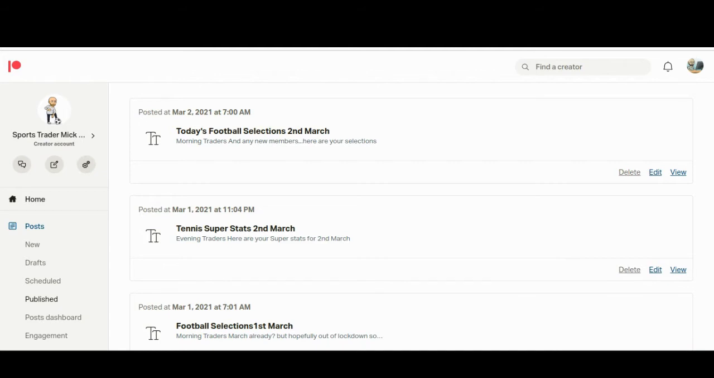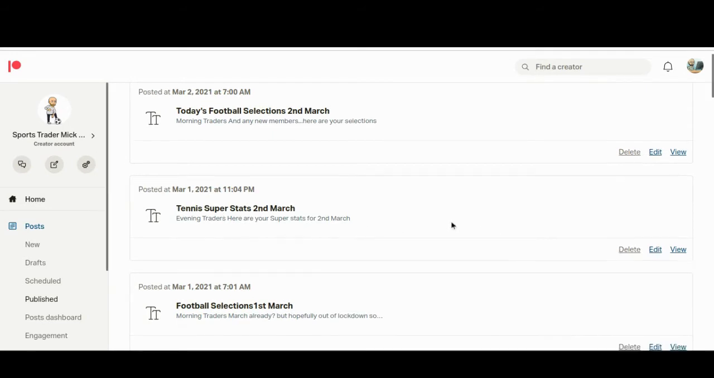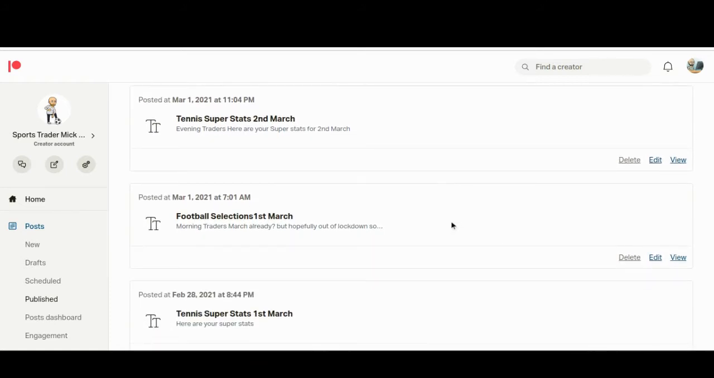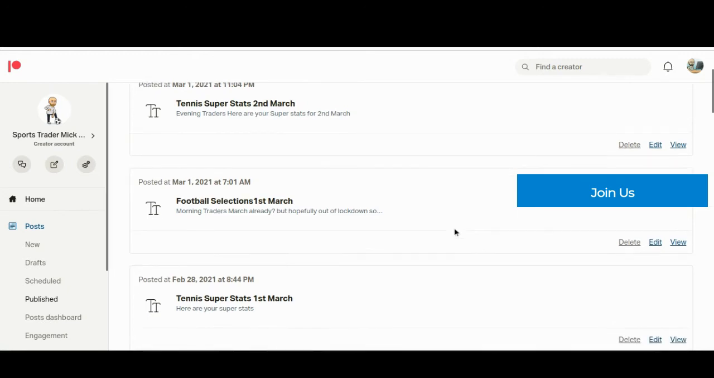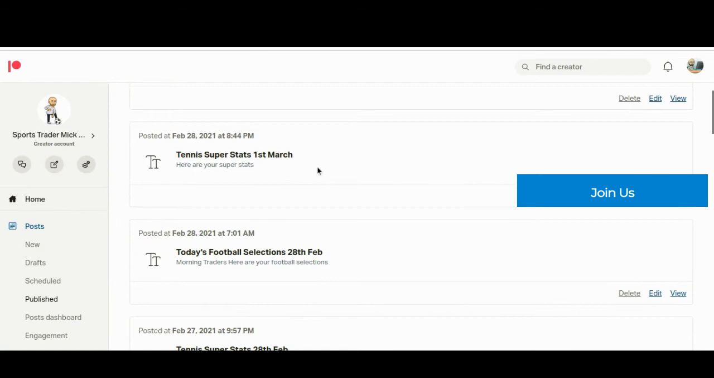Right, so what I'm going to do is show you where to find the tennis superstats and what to look for when you've got them and how to work them out. And if you're thinking of joining, it gives you a rough idea of what you get. So we'll go on the 1st of March. It's an old one, but I can show you.